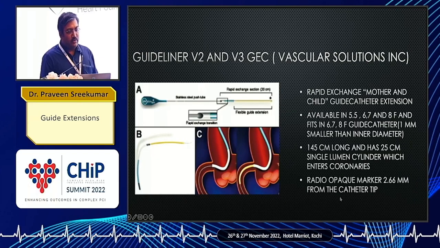The basic difference is that this was the first one, the prototype one, and it's a rapid exchange mother and child guide catheter. It's available in 5.5, 6, 7, 8 French, and fits inside a 6, 7, 8 guide catheter. So you can even use a 6F guide catheter for PCI, and it has come for radial procedures. Generally, the guide extension catheter will be 1 millimeter smaller than the inner diameter of the corresponding guides. Usual working length is 145 centimeter, and there is a 25 centimeter push lumen. That's a pushable one into the coronary. And this has a radiopaque marker 2.7 millimeter from the distal catheter tip.